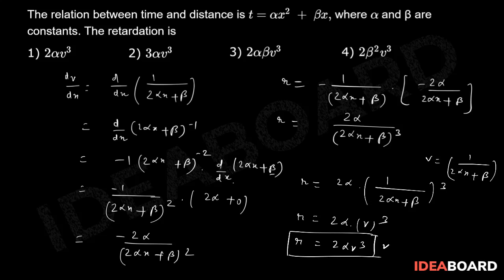So we got the expression in terms of alpha and v. So of course option number 1 has to be the right option for us. Okay, important question conceptually.